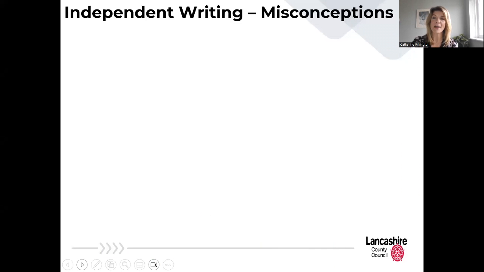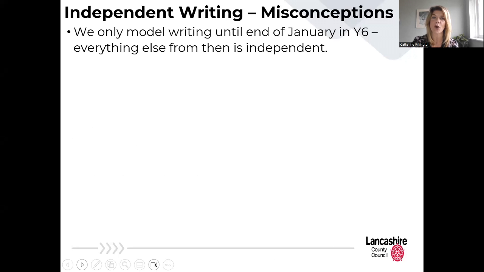So what we thought it might be useful to do was just to clear up some misconceptions that we have heard around independent writing. And it might be a good idea, obviously, to share these back at school just to identify any misconceptions around this area. So misconception 1, we only model writing until the end of January in year 6. Everything else from then on is independent. Now, do we think that's a good idea or not?